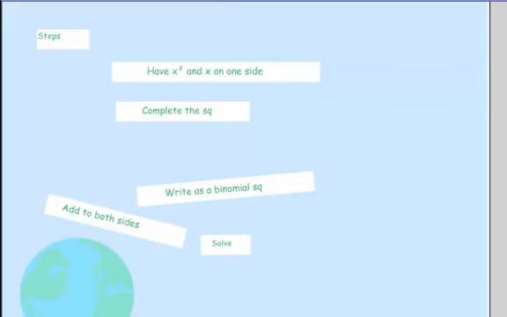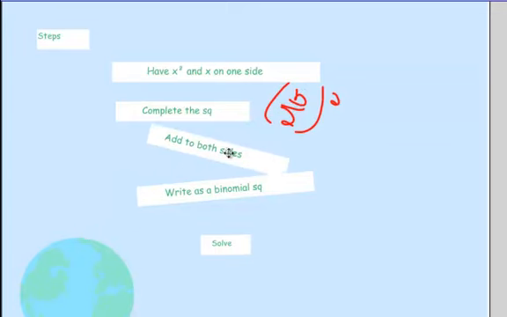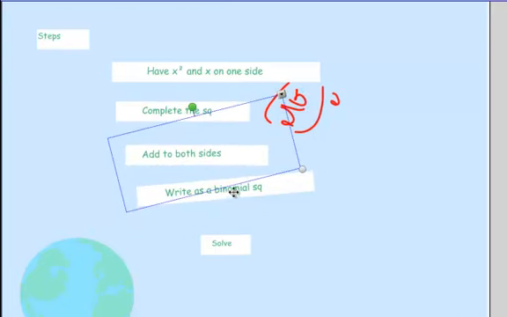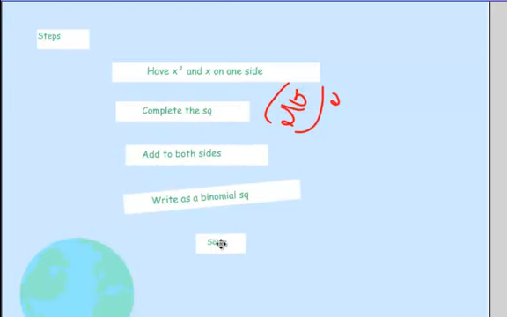So that means I'm using b over 2 and squaring it. That value we're going to have to add to both sides. We're going to write it as a binomial squared and then solve. So this is our solid method. So first thing I want to do, second, third, fourth, and solve.